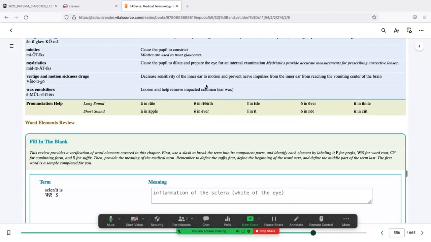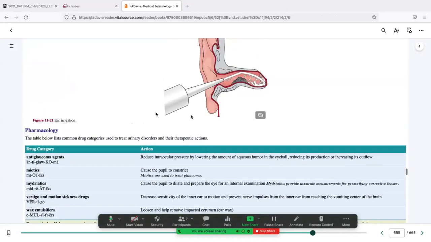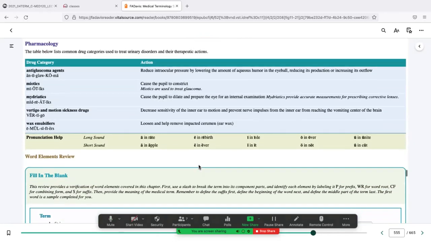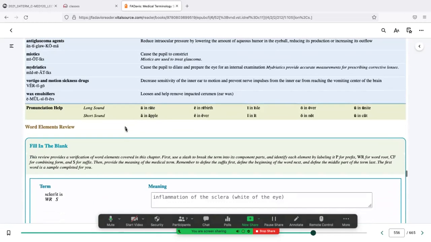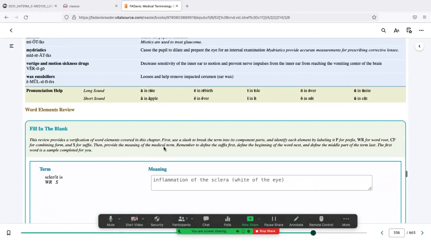Emulsifiers are things to remove impacted cerumen. The best wax emulsifier that you could use is hydrogen peroxide. I take a bowl here, and then of course I take a 20 cc syringe without the needle, and then I flush it, and you let it all come out. Worst comes to worst, if it still won't come out, we have a mini vacuum that we can use.